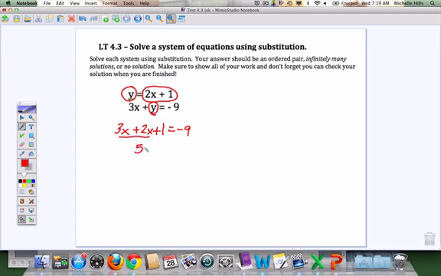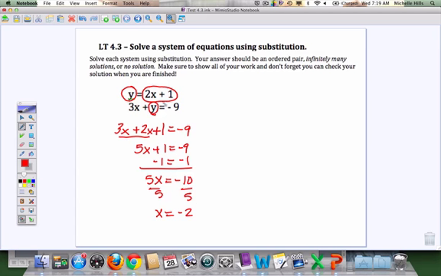3x plus 2x on the same side of the equation is 5x. And then I'm going to subtract 1 from both sides to eliminate the constant on the left and move it to the constant on the right. And I get 5x equals negative 10. When I divide both sides by 5, I get x equals negative 2.